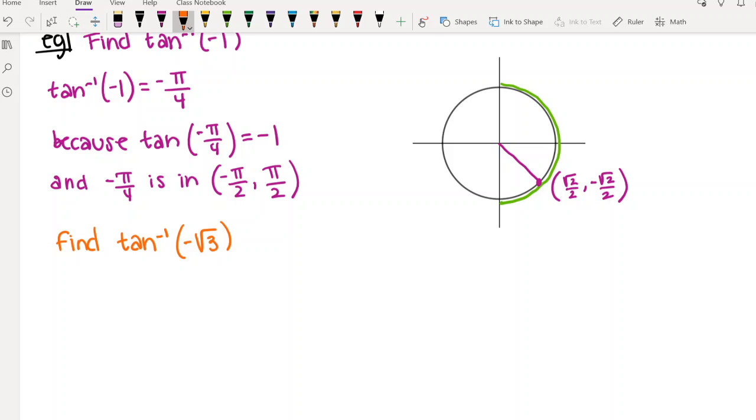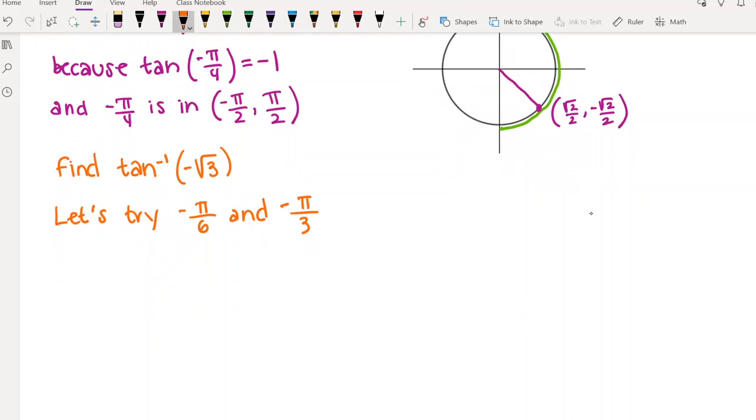Additionally, we know that it has to be in this part of the unit circle, right? Because it's supposed to be negative, and the only way you can get tangent to be negative is if the slope of that line you're drawing is negative, and that's only going to happen in quadrant 4. So we basically have two options, negative pi over 6 or negative pi over 3. So let's try both of them, and we can just figure out which one is the right one. It's not going to be that much work.